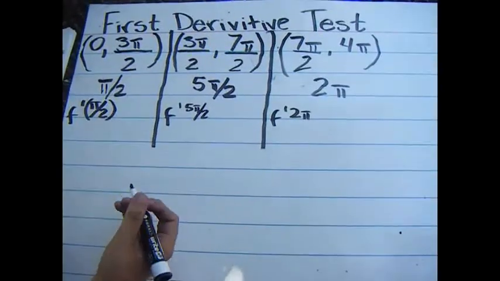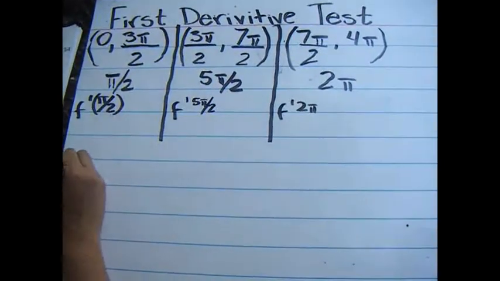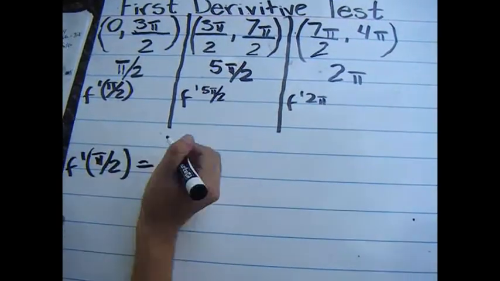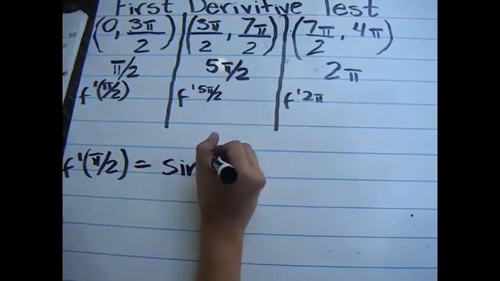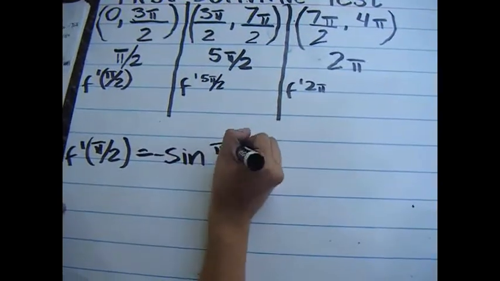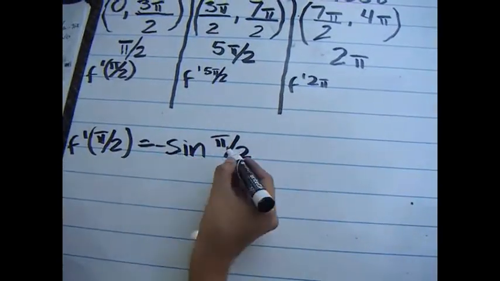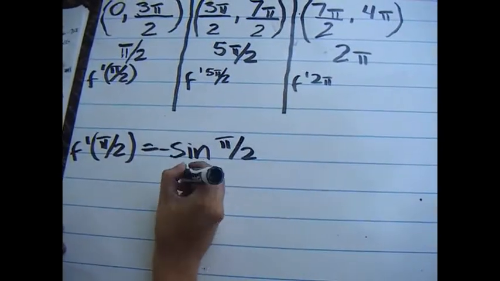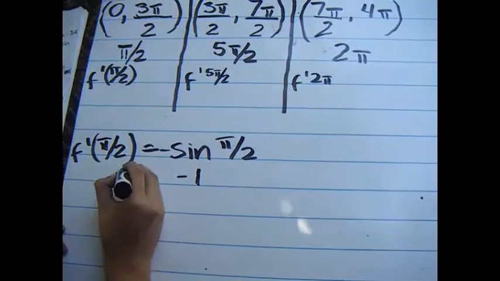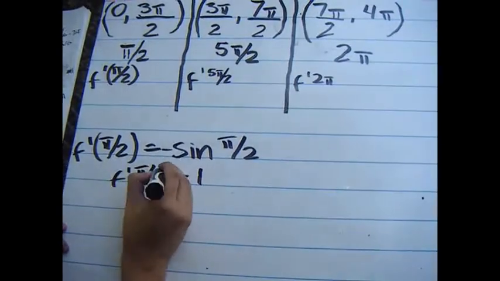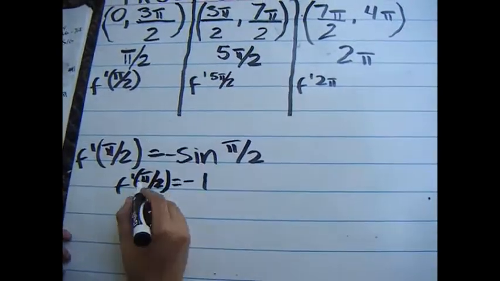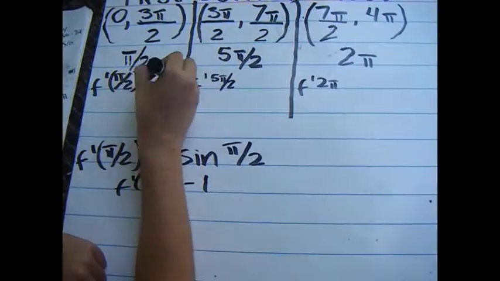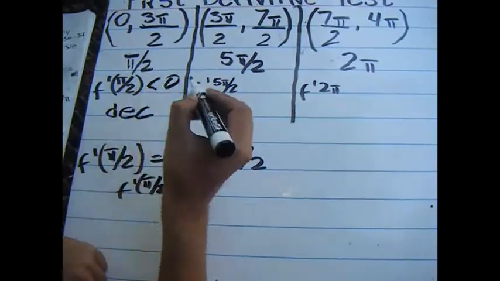Okay. So now we have to plug pi over 2 into the derivative. We have f prime of pi over 2, negative sine of pi over 2, minus 1. If you know your trig values, you should know that the sine value of pi over 2 is 1. Remember that we had the negative, so you would know that the answer would be negative. And so the value of f prime of pi over 2 would be less than 0. So the function is decreasing.